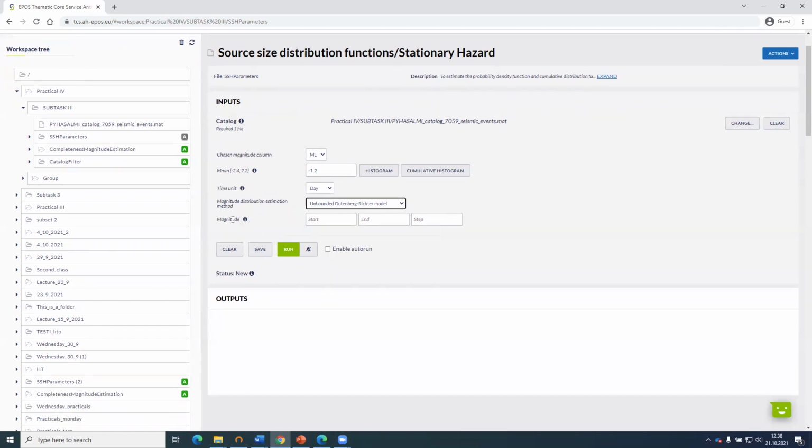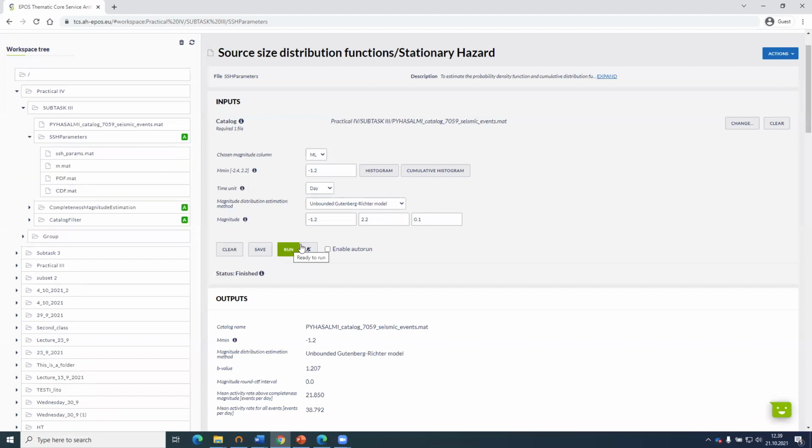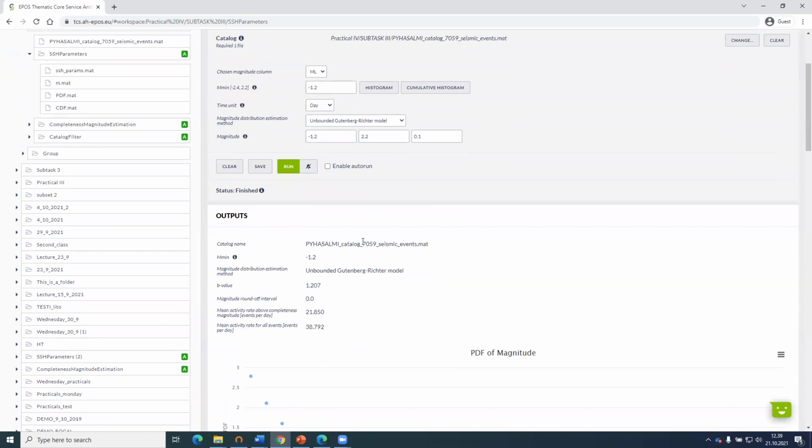Then we need to put in the plotting range for the magnitude. So obviously the minimum magnitude we want is this minus 1.2, and the largest one is 2.2. You can see it from here. And the step is the magnitude step limit, and let's put 0.1 here, so it's showing the value for every tenth of a magnitude step. Right, and this is quite fast. It just calculates the different parameters here. So for the whole dataset, it gives this p-value of 1.2.